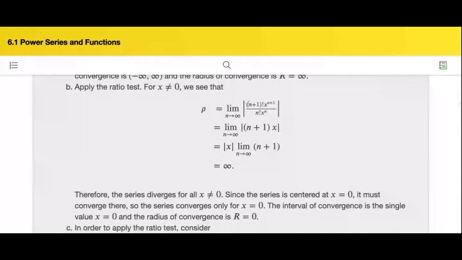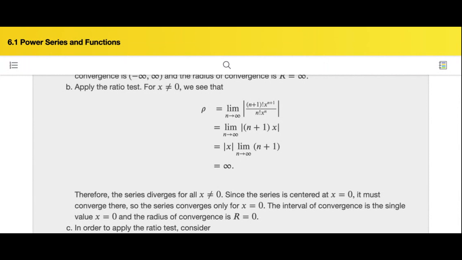Let's see B. So we have the numerator, we have n plus 1 factorial. Remember, let me type in the chat. So n plus 1 factorial equals n plus 1 times n factorial, right? So when we divide by n factorial, n factorial divided by n factorial equals 1. So I'm left with n plus 1.